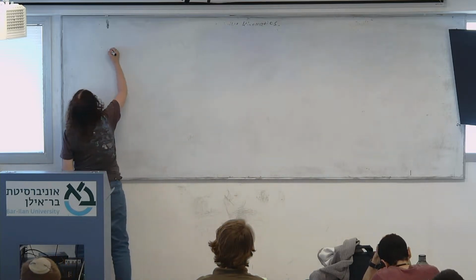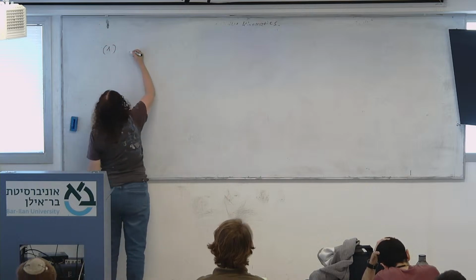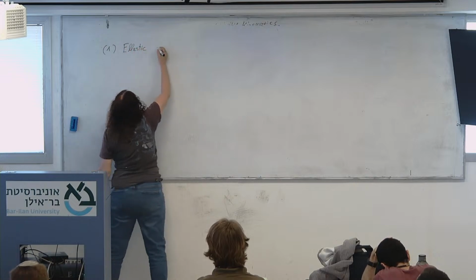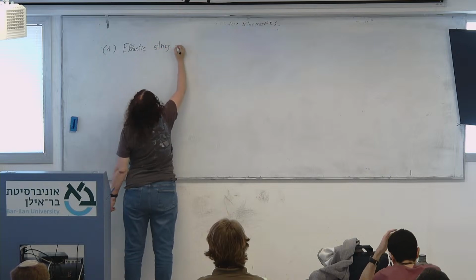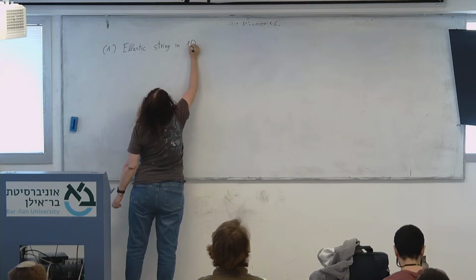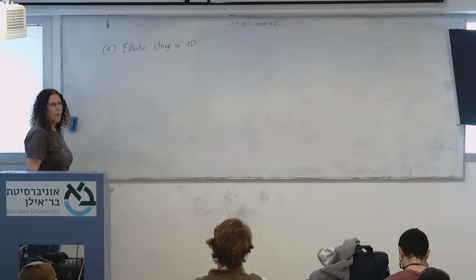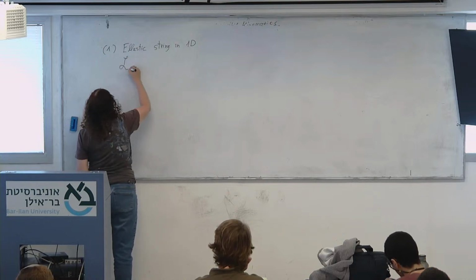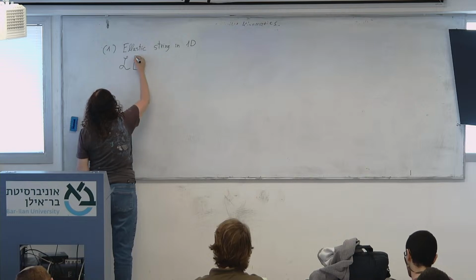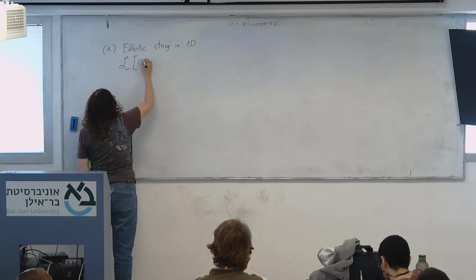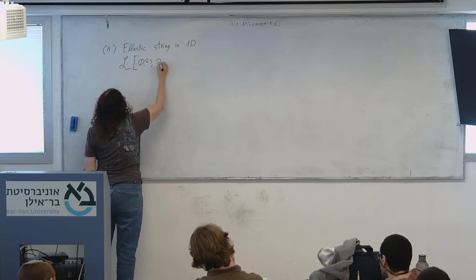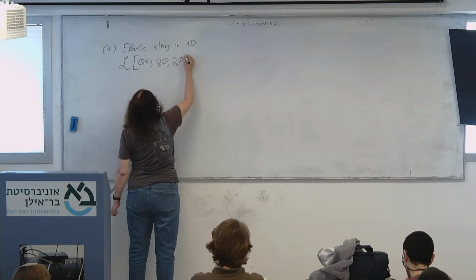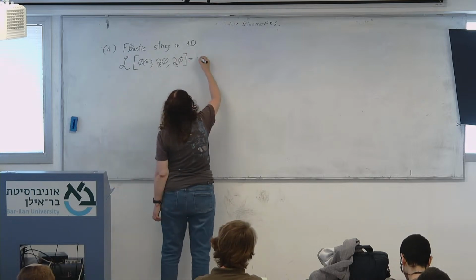The first one was the elastic string in 1D, and we showed that just starting from the classical mechanics, we can write down a Lagrangian density in terms of a local displacement field, its space derivative, and its time derivative. And this is how it looks.